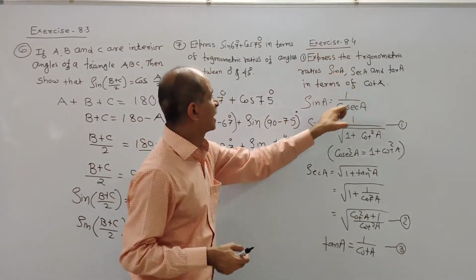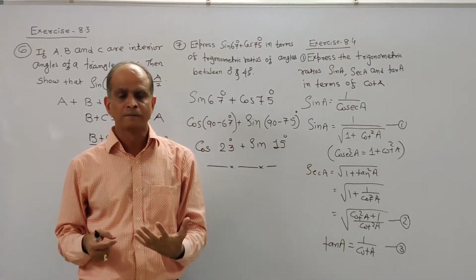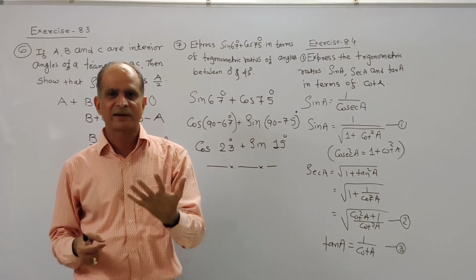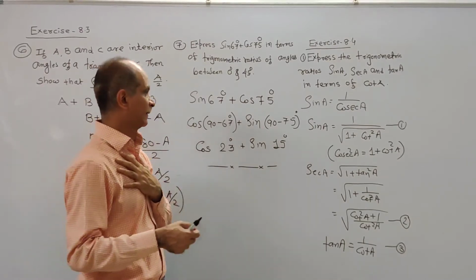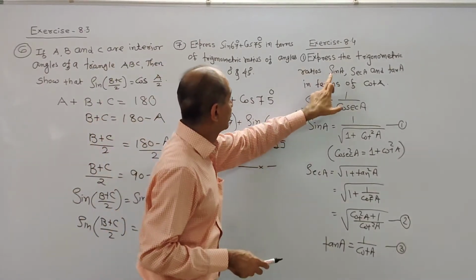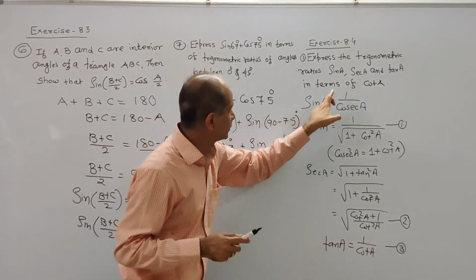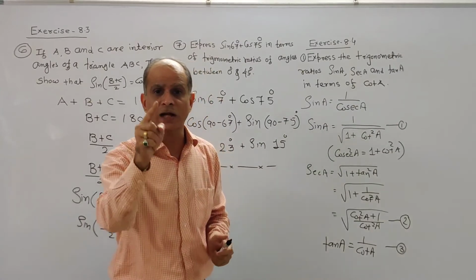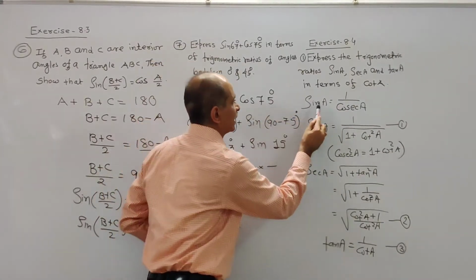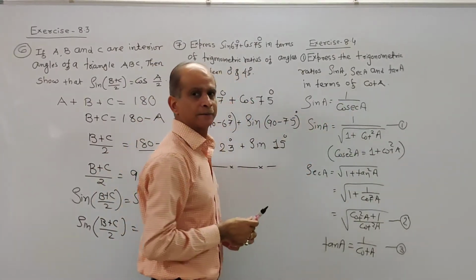For this type of example, you have to recall the fundamental identities of trigonometry. First you have to convert sine into cot. You can easily convert sine into cosec because sine and cosec are inverse of each other. So sine A is equal to 1 upon cosec A.